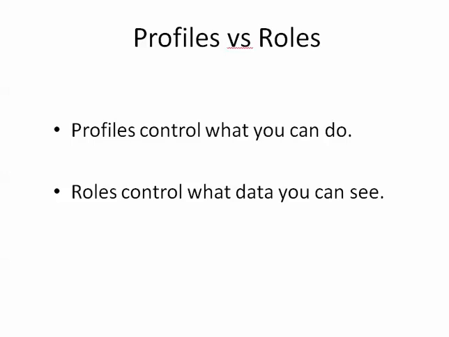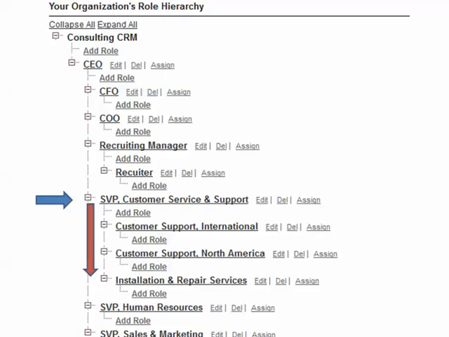But let's discuss roles. I want you to see a visual of how we do roles. Roles control what data you can see. So what does that mean? That means we're dealing with your organization's role hierarchy. So when I say what they can see, this depends on your role hierarchy.